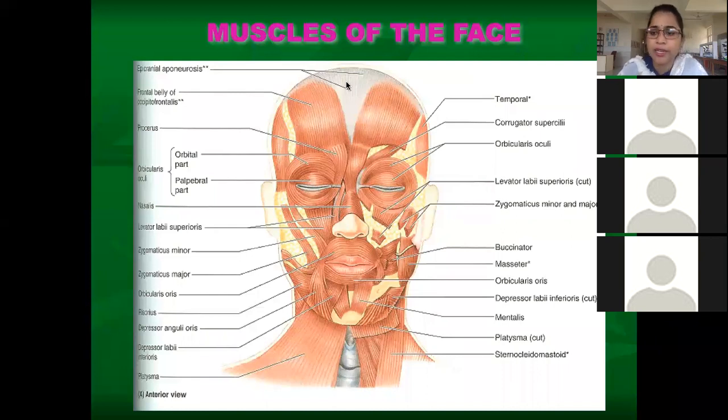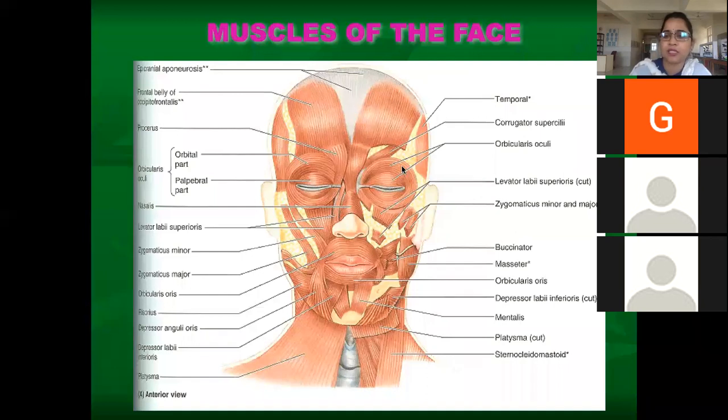Yes, so we write only frontalis, no occipital belly here. This is just the muscle of the forehead. We will see all the actions later on. Right now, just understand the list. We are writing down the list. This is the frontal bellies of the occipitofrontalis muscle, muscle of the forehead.